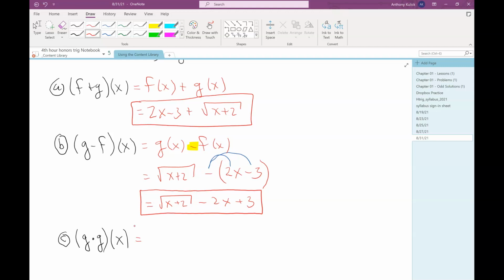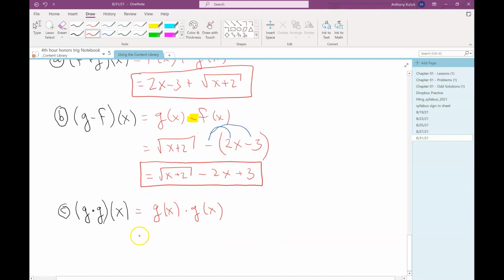What if we have (g times g)(x)? Well, again, this is a product, so we'll multiply them together. According to this situation, g(x) is the square root of x plus 2.